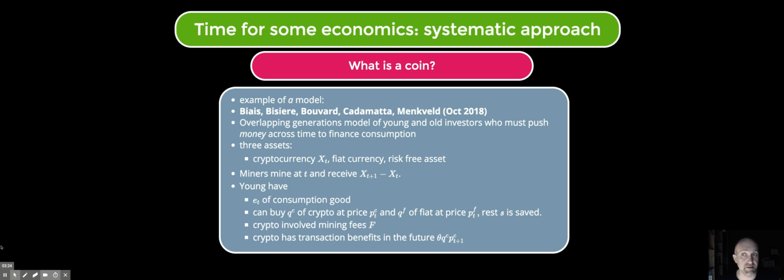So there are three assets in this model: a cryptocurrency, a fiat currency, and a risk-free asset. Now there are miners, and the miners mine and then receive a reward for their mining activities. The young have a consumption good as an endowment. They can buy cryptocurrency, they can buy fiat currency, and whatever they don't put into either of these, they put into savings. If you want to buy any cryptocurrency, you have to pay mining fees for that. Now, crypto has its own transaction benefits in the future, and there's another model that I talk about later where you can find a few reasons why you want to do that.